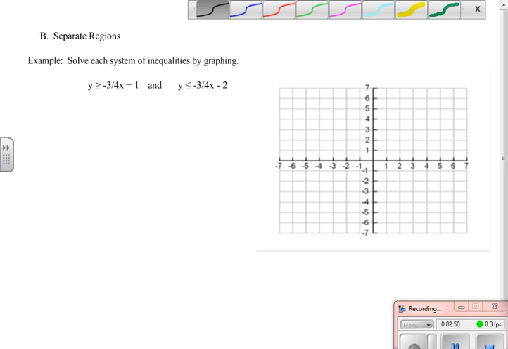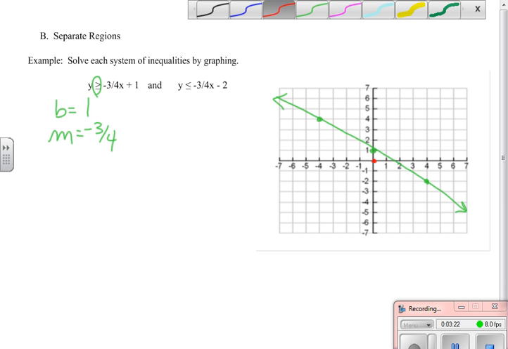If we go ahead and look at another example, already in slope-intercept form, we have an intercept of 1, we have a slope of negative 3/4. So I go ahead and graph at 1, I go down 3, 1, 2, 3, right 1, 2, 3, 4, or up 1, 2, 3, left 1, 2, 3, 4. This is a less than or equal to, and so I'm looking at a solid line.